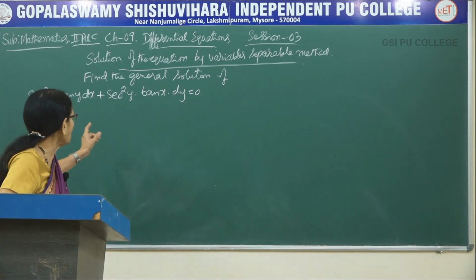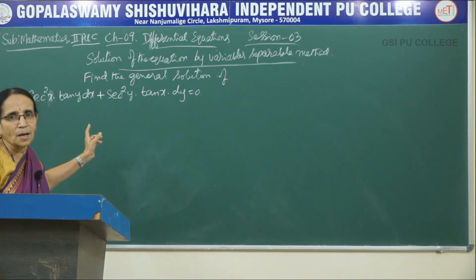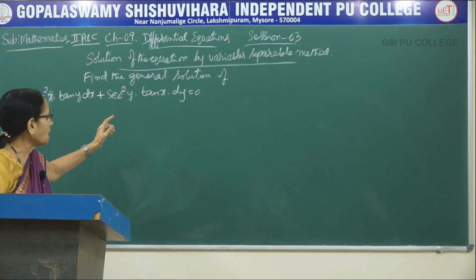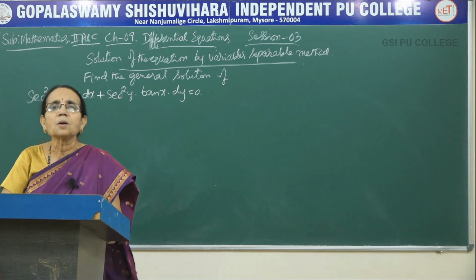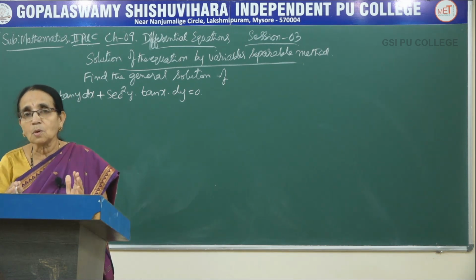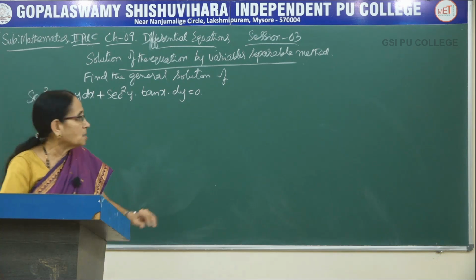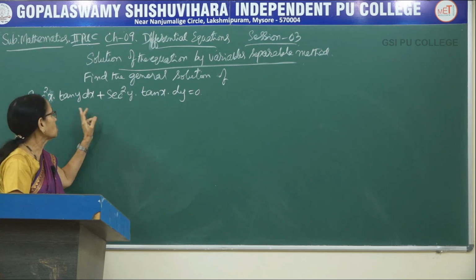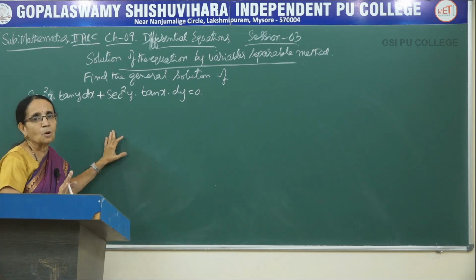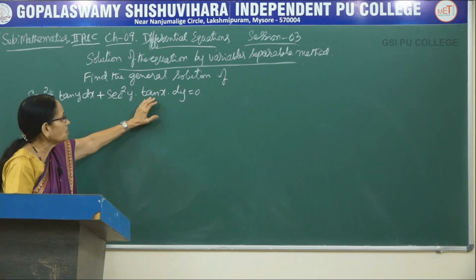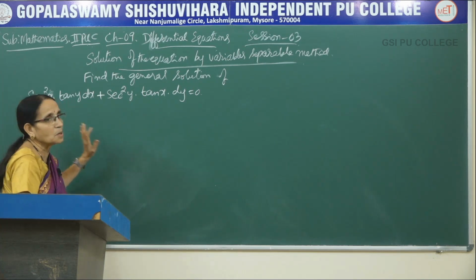The first problem being secant square x into tan y into dx plus secant square y into tan x into dy is equal to 0. Now look here, I told you already we have to separate the variables. In the first term I am having secant square x and dx here. So the tan y term is not wanted here. Similarly tan x is not wanted here. So here we have to eliminate this, and here we have to eliminate this.